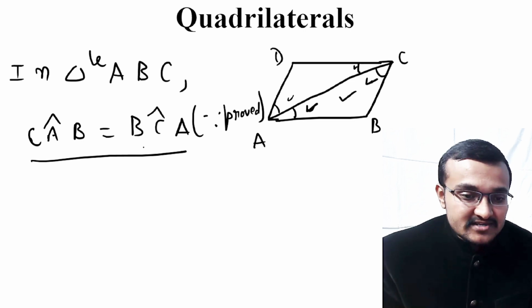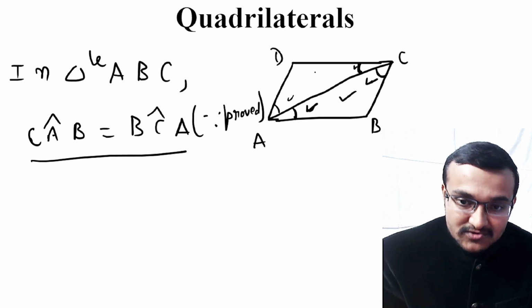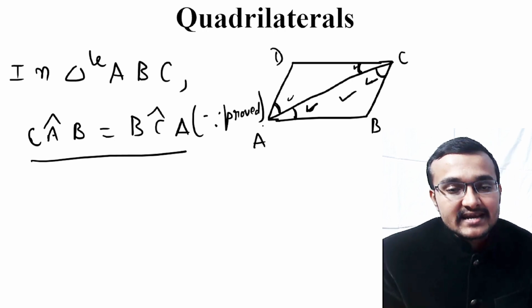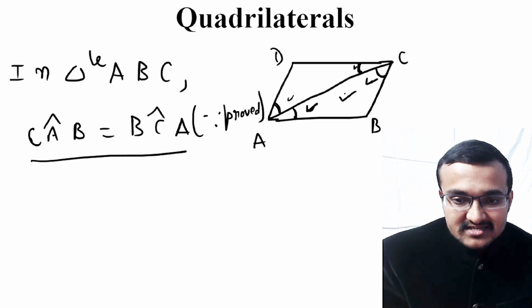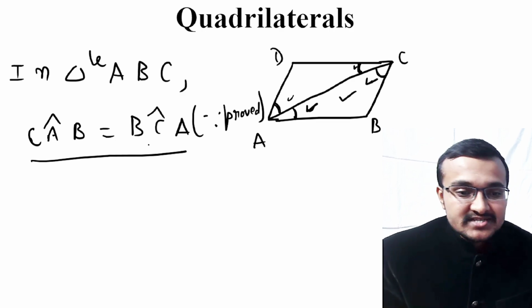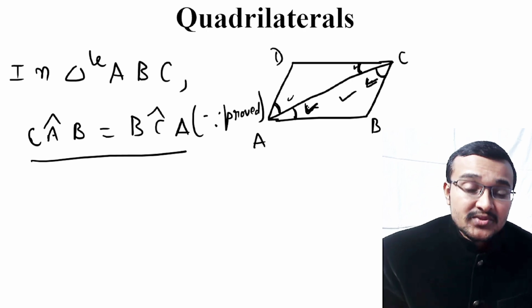So we have proved in the first question that this particular angle is equal to this particular angle. That is also equal to this particular angle and this particular angle as well. So now we just take CAB and BCA because we are just considering triangle ABC. So CAB is equal to BCA. This angle is equal to this particular angle.